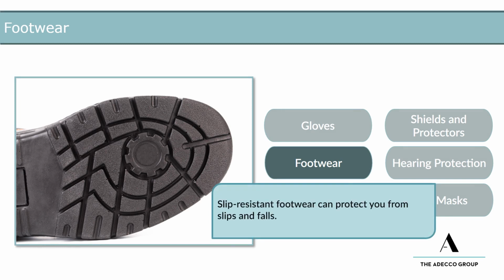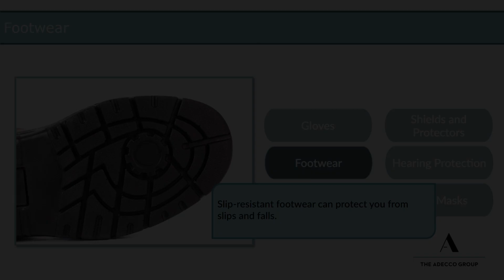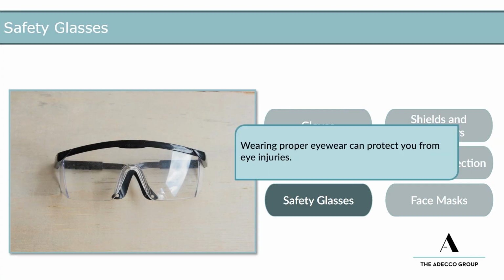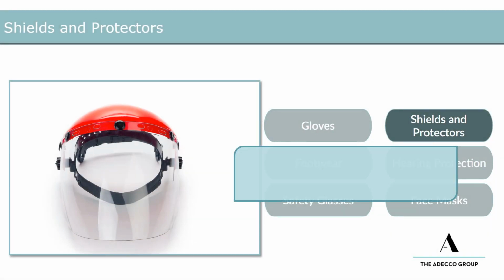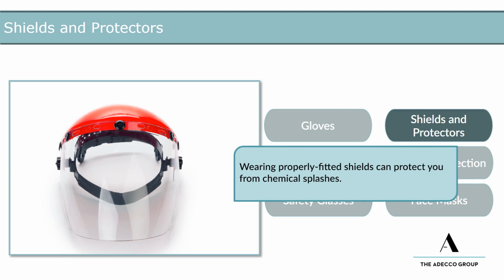Slip-resistant footwear helps to protect you from slips and falls. Their soles are typically made of rubber with unique tread patterns designed to grip wet, slick, or oily surfaces. Always wear proper eye protection when working around hazards such as chemicals, flying objects, or mechanical irritants, including dust. Face shields protect you from chemical splashes. A properly sized face shield should extend below your chin and above your eyes and should wrap around the sides of your face.